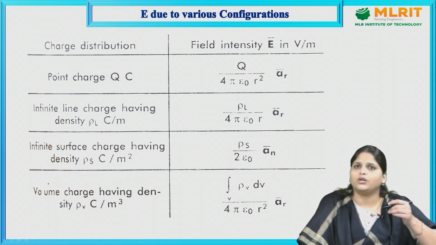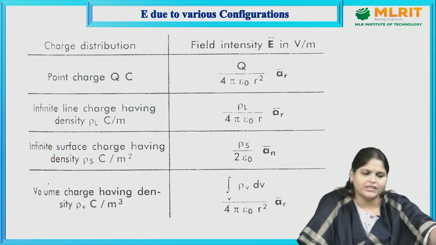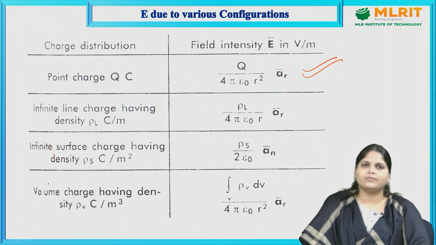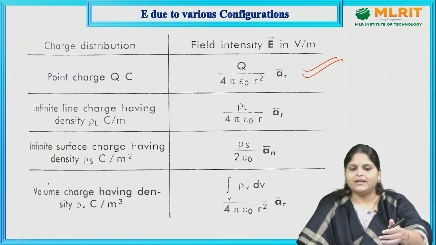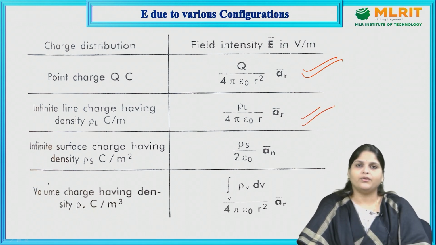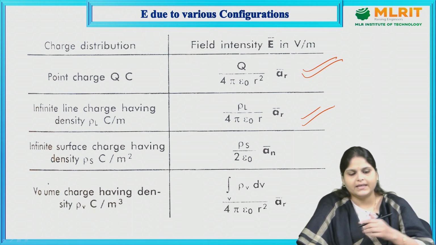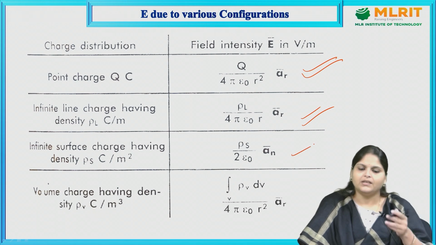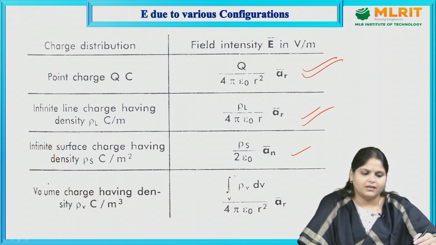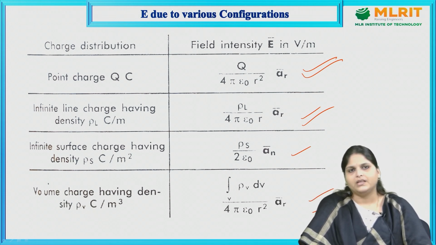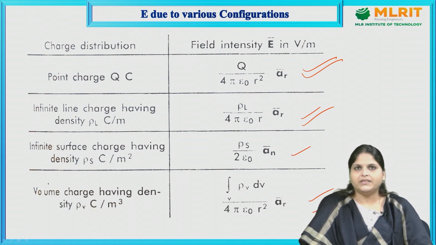Just like the sheet of charge and infinite line charge, we can find the field due to a point charge as well as a volume charge. So in this table you can see, due to a point charge, the field intensity in volt per meter is q upon 4 pi epsilon naught r square aR. Due to infinite length line charge, which we just calculated, it is rho L upon 2 pi epsilon naught r aρ. Due to infinite sheet of charge, it is rho s upon 2 epsilon naught aN. Due to volume charge, it will be the integration of rho v dv upon 4 pi epsilon naught r square aR. So this was about electric field intensity, Coulomb's law, and the field intensity due to various charge distributions.